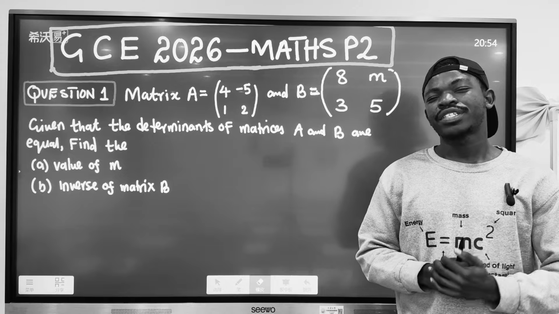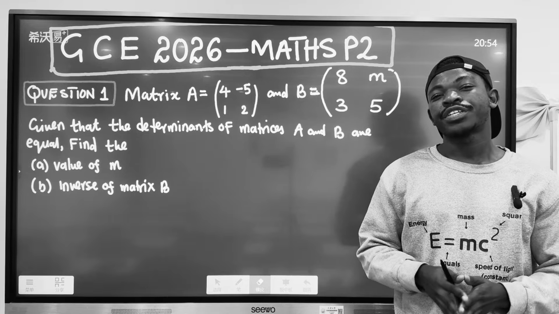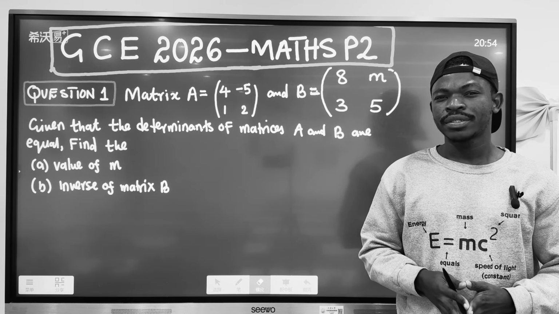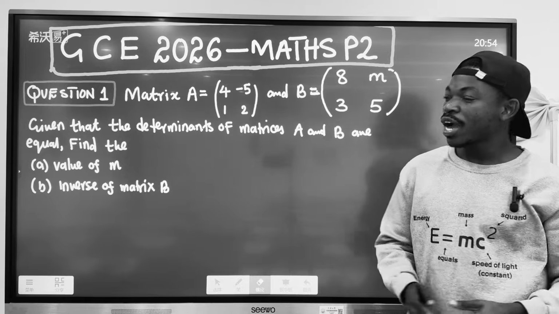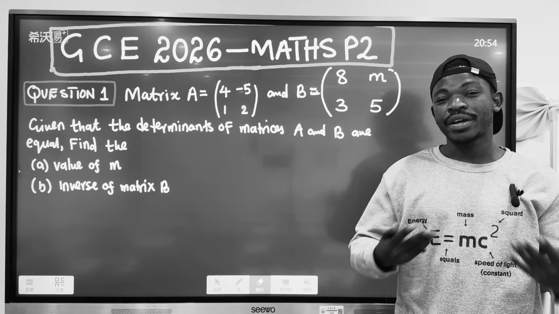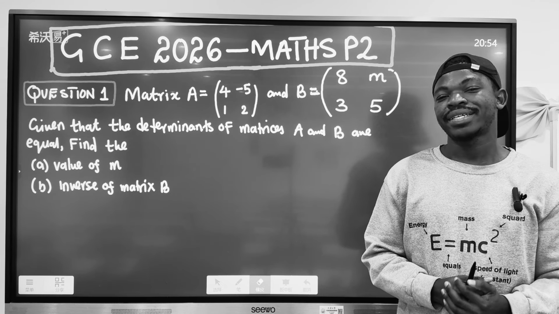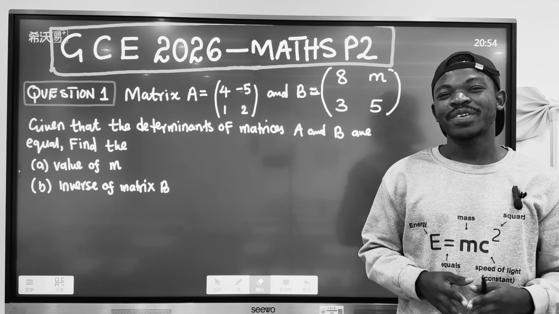So in this particular session, I've prepared a couple of questions from Mathematics Paper 2. I know you're preparing for GC exams, so I've decided to come up with these questions to help you prepare and get ready for the exams. So let's just get started and solve the questions together.